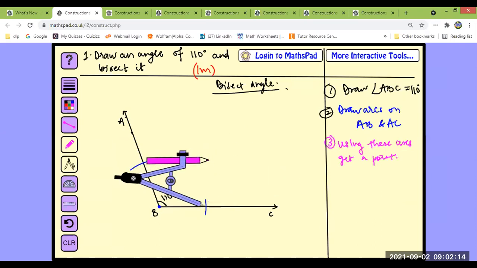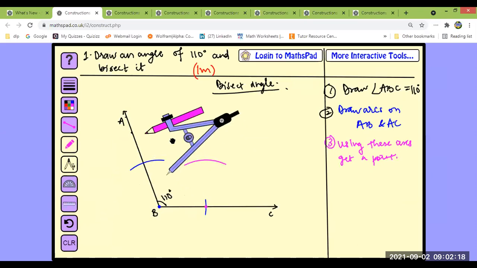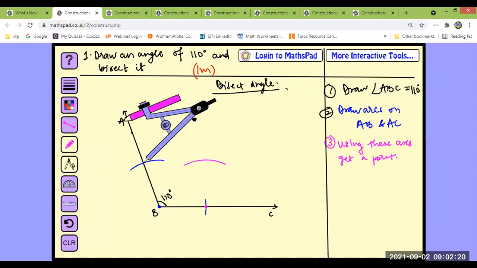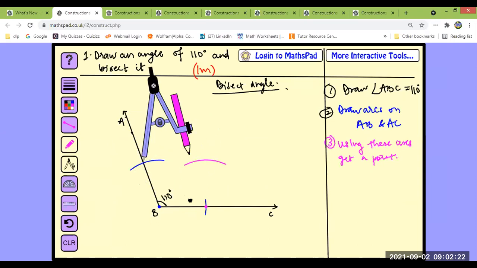Okay, so here I have drawn one arc. Now place the steel point on the other arc and cross the arc out, cross the earlier arc out. So here we are crossing it in such a way so that we get a point. Okay, so this point, you join the point B to this point and extend. That is your angle bisector.